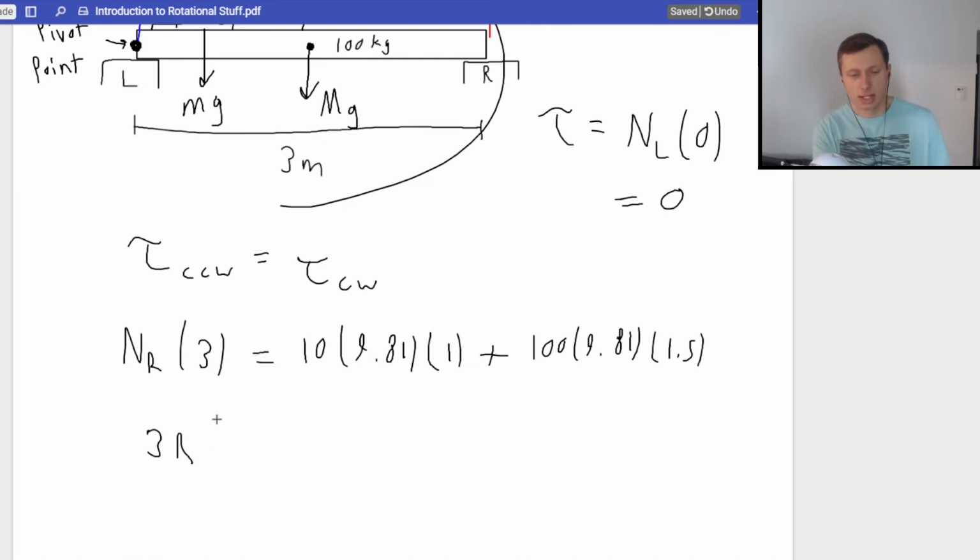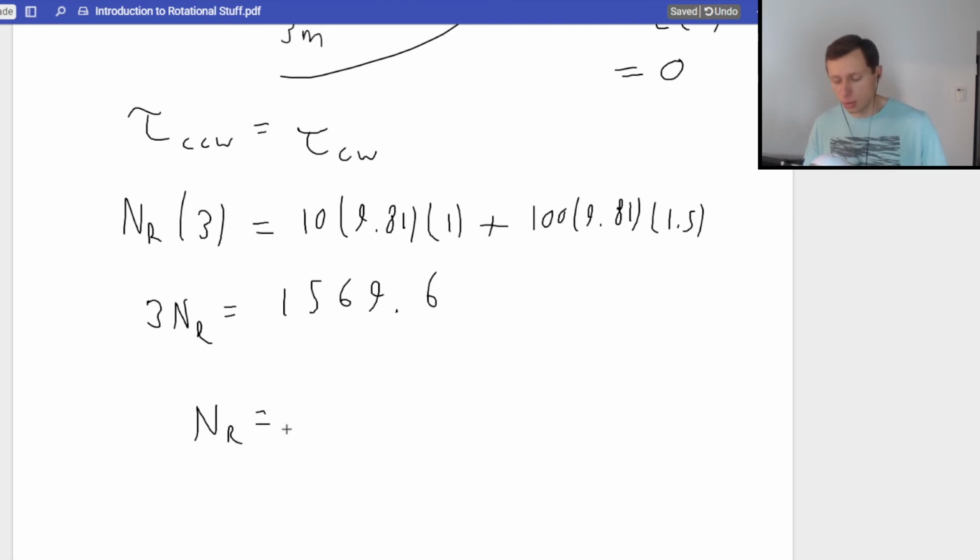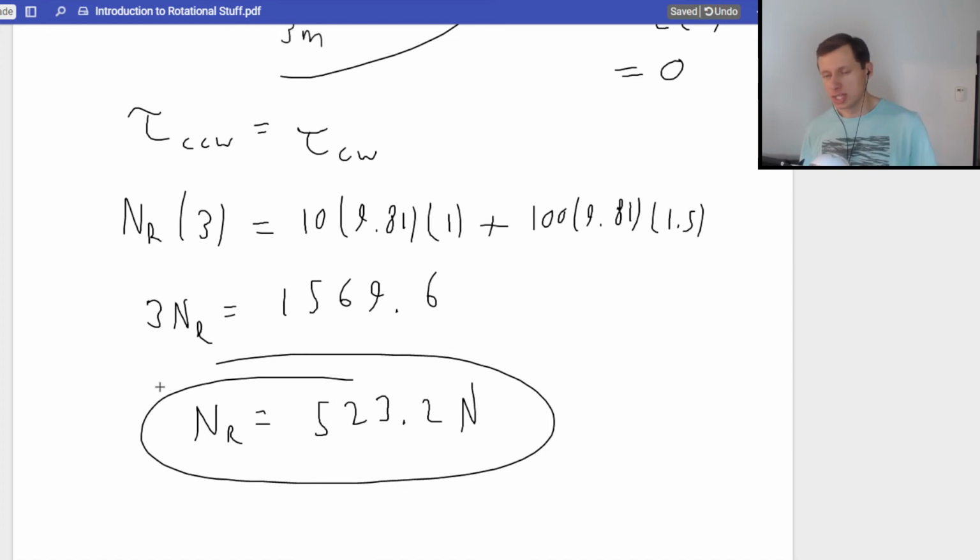So on the left side, 3 N sub r. On the right side, I just need to plug this in my calculator. 10 times 9.81 times 1 plus 100 times 9.81 times 1.5. We're going to get a final answer of, well, not final answer, 1569.6. Then divide that by 3 to find the normal force on the right side. Divide it by 3. We're going to get 523.2 newtons. There we go. We found the normal force on the right side. That's half the battle.